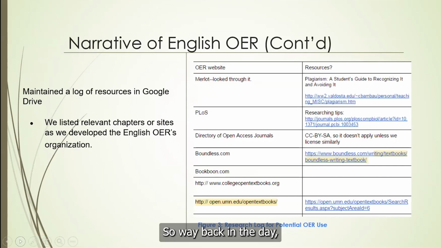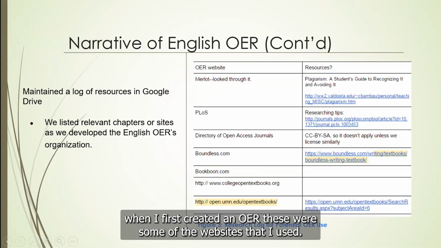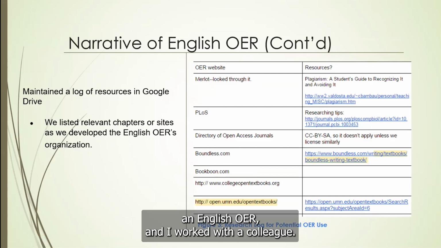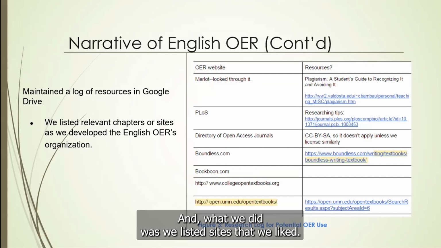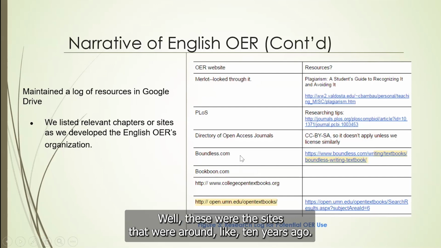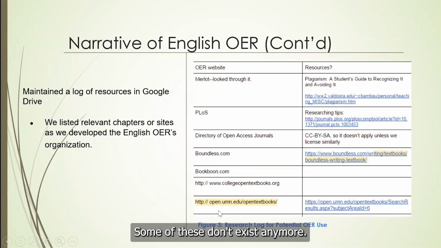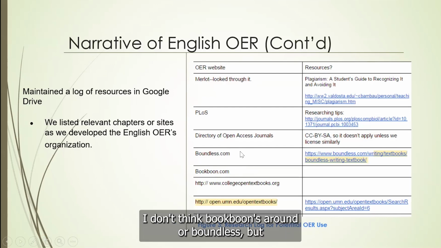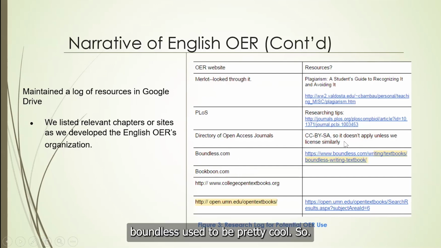So way back in the day, when I first created an OER, these were some of the websites that I used. This was when I was creating an English OER, and I worked with a colleague. What we did was we listed sites that we liked. Well, these were the sites that were around about 10 years ago. Some of these don't exist anymore. This is just an example of how quickly things can change. I don't think Bookboon is around, or Boundless, but Boundless used to be pretty cool.